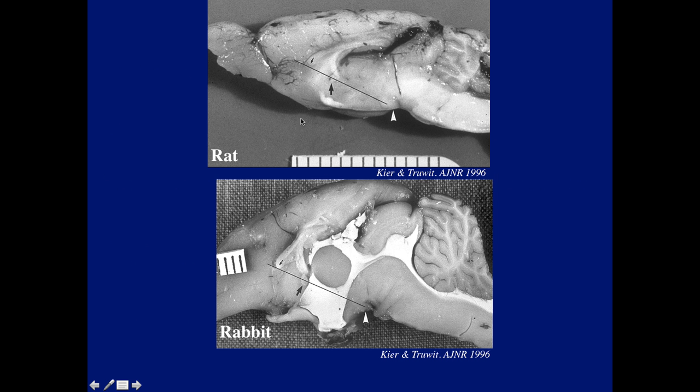So here, for instance, is the rat brain with the line going from the mammillary body through the anterior commissure. Notice that the anterior end of the corpus callosum is behind that line. The same thing in the rabbit: the anterior end of the corpus callosum is behind the line.